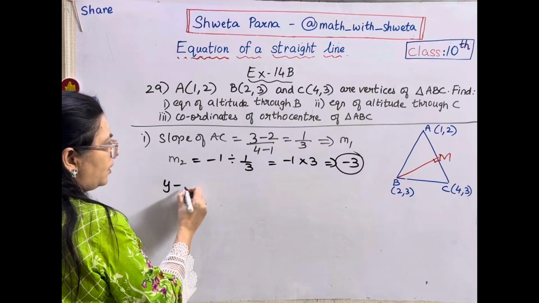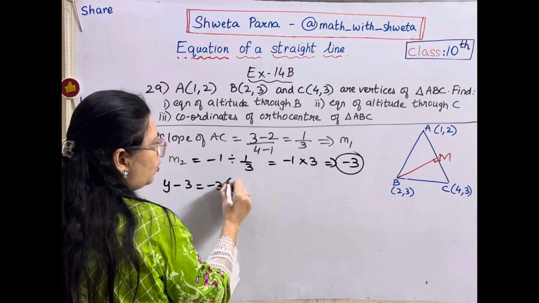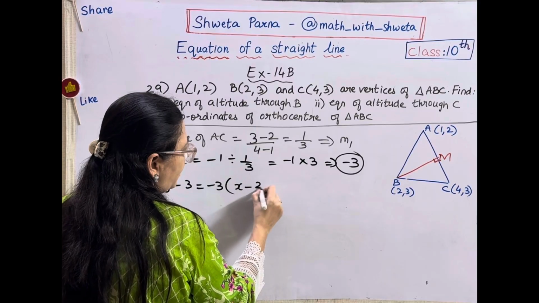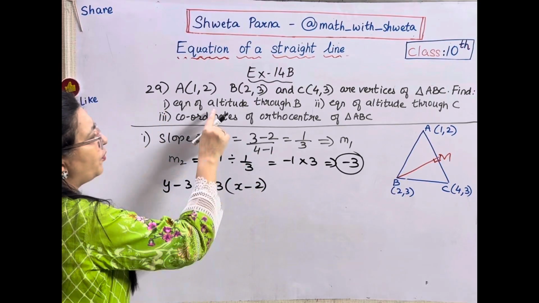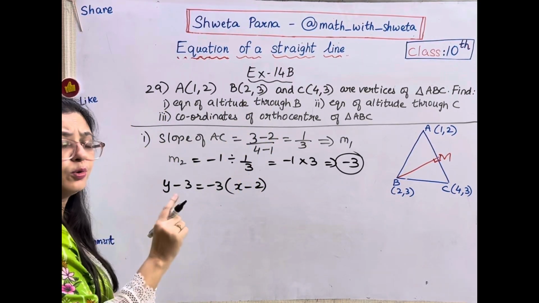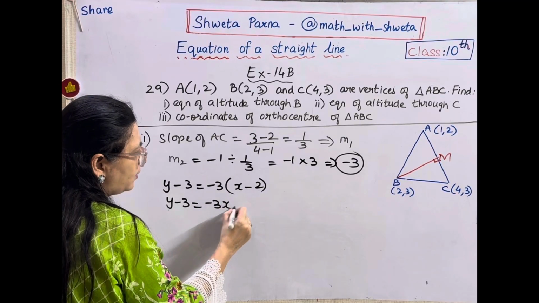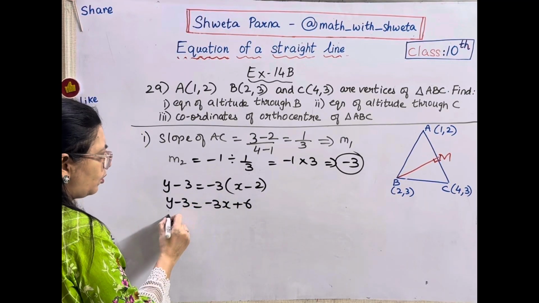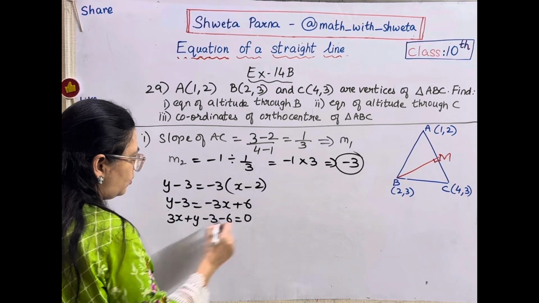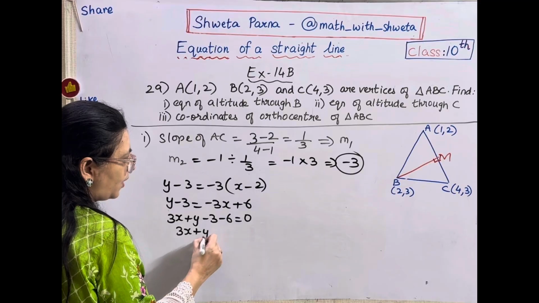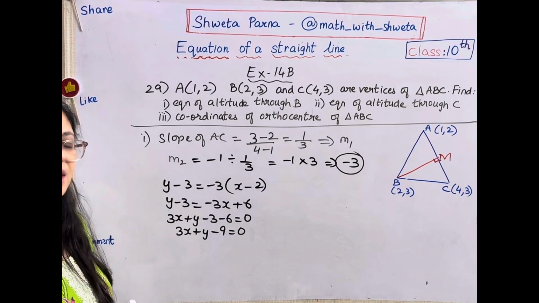So y minus y1, which is 3, is equal to m into x minus x1. You have taken point B and the slope to find the equation of the altitude through B. So y minus 3 is equal to minus 3x plus 6. Take everything to one side: 3x plus y minus 3 minus 6 is equal to 0. So 3x plus y minus 9 is equal to 0. This becomes your first part of the answer.